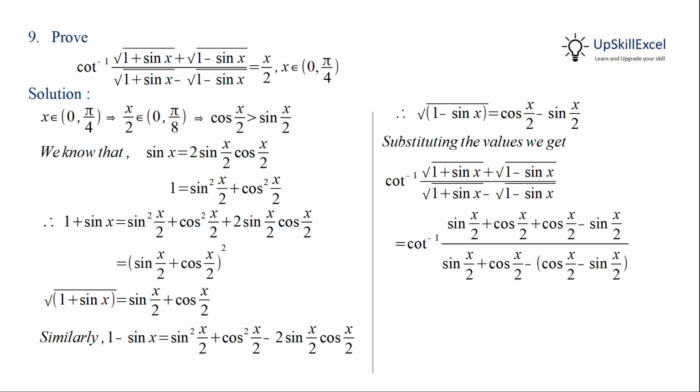Here in the numerator sin x by 2 gets cancelled, and in the denominator cos x by 2 gets cancelled, and we are left with cot inverse of 2 cos x by 2 by 2 sin x by 2. Again 2 gets cancelled, and cos by sin can be written as cot x by 2. Now cot inverse of cot x by 2 is equal to x by 2.